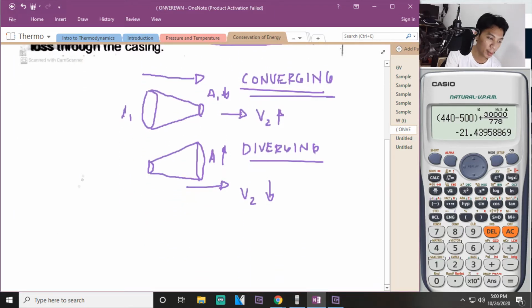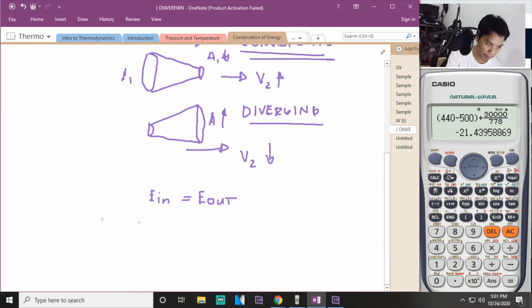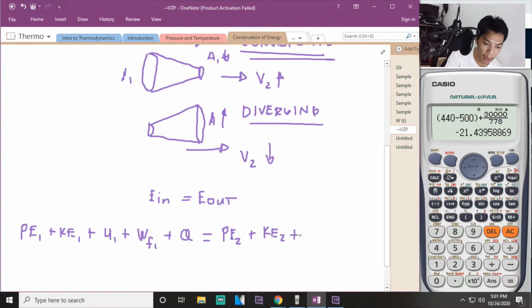So, paano yun, sir? Ilista mo muna. Energy in equal to energy out. Ayan. So, PE1 plus KE1 plus U1 plus workflow 1 plus Q equal to yung PE2 plus KE2 plus U2 plus workflow 2 plus the work.